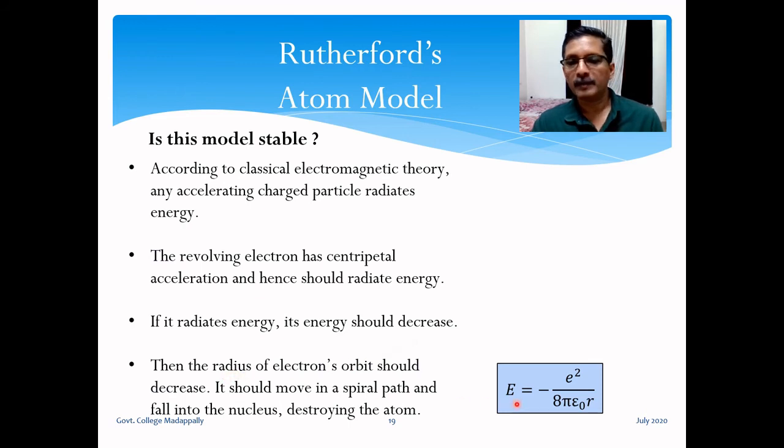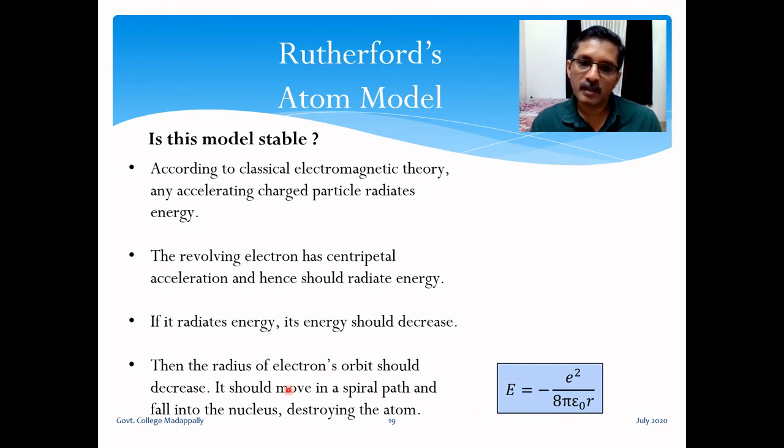Now look at this formula. We can actually write an expression for the total energy of such a system. Consider, for example, Rutherford's atom model for the hydrogen atom. There is a plus e charge at the center, and an electron with minus e charge revolving around the central nucleus. Then the total energy of the system, you can show, is equal to minus e square by 8 pi epsilon 0 into R, where R is the radius of the orbit and E is the energy.